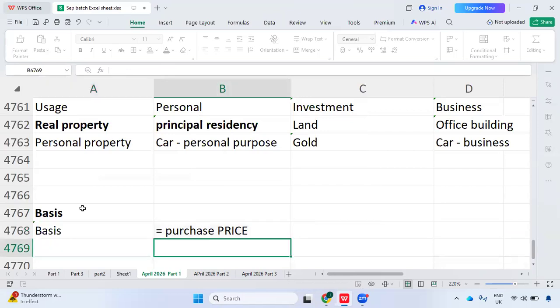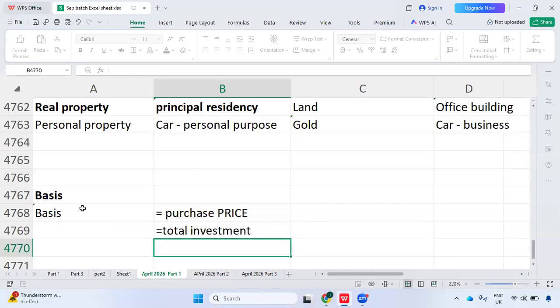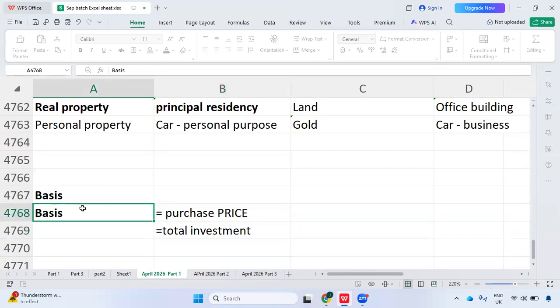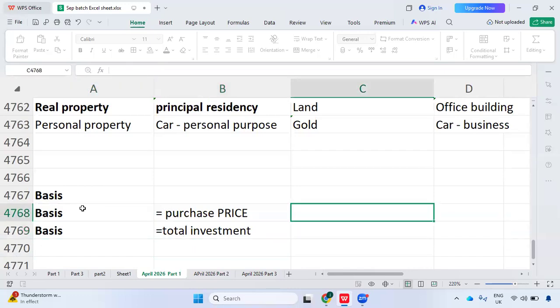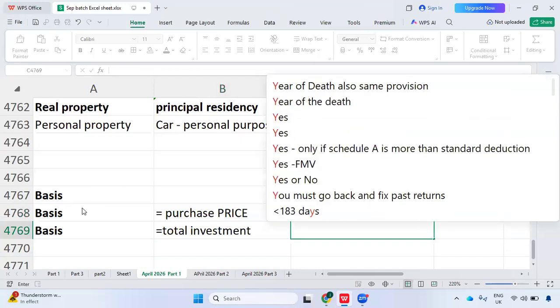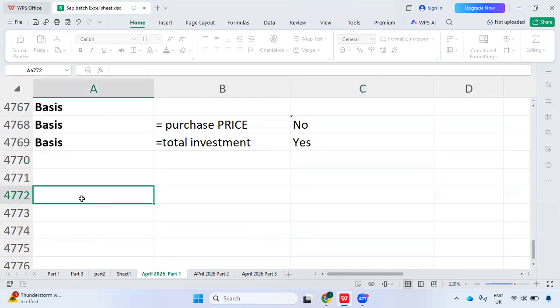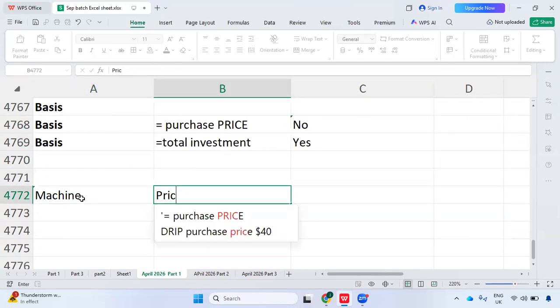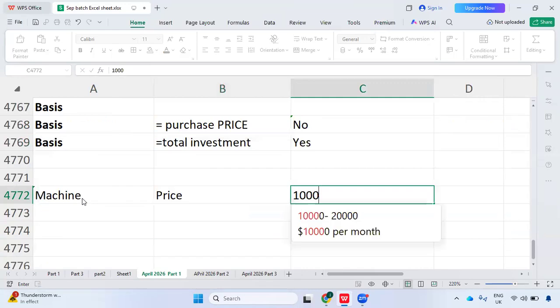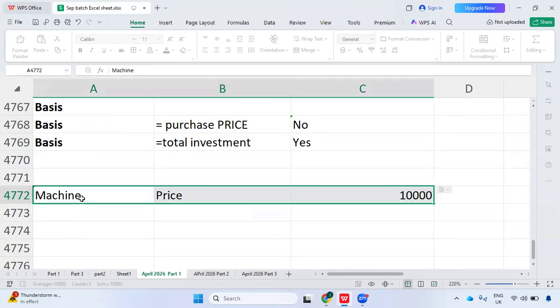Basis means the total investment in the property. Total investment in the property, we call it basis. So let's say a taxpayer bought a machine, and the machine price is $10,000. Can we say this is the basis?